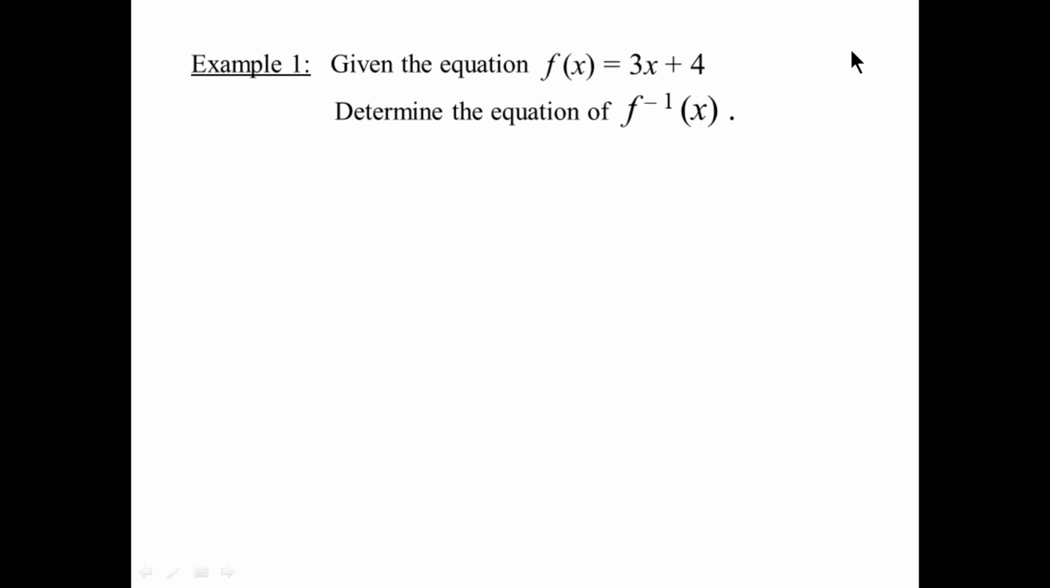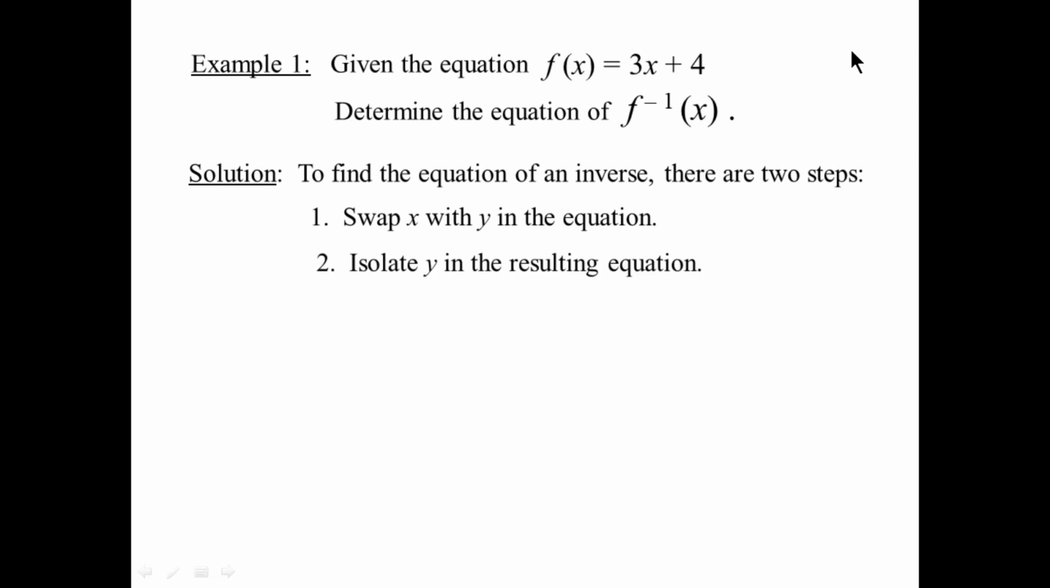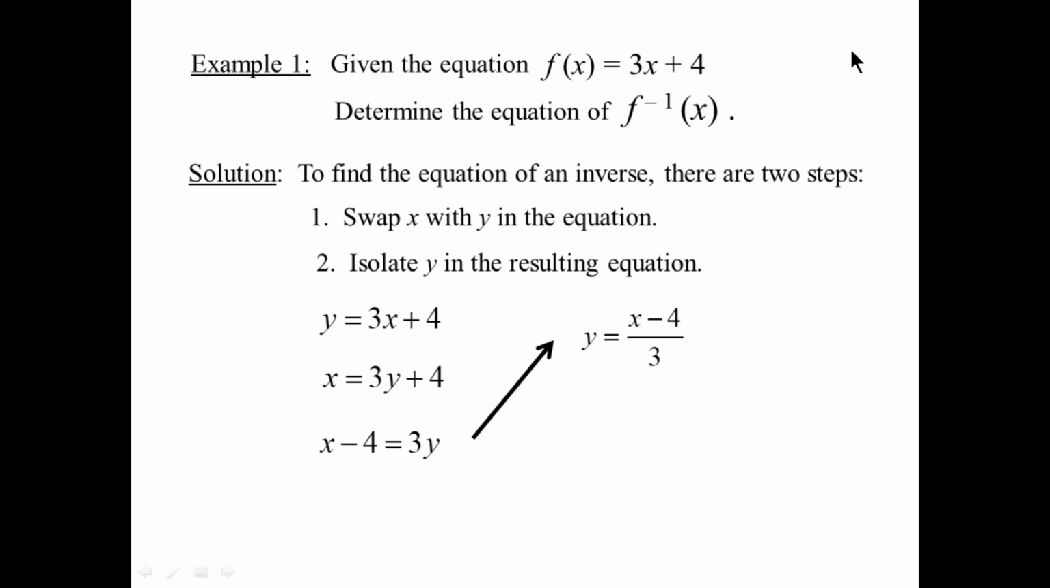Examples. Given an equation, determine the equation of the inverse. Solution. To find the equation of an inverse, there are 2 steps. Swap x with y, and then isolate y. In our example, y equals 3x plus 4. Swap x with y. In other words, every y becomes an x, and every x becomes a y. And now isolate the y by dragging the 4 over and dividing by 3. And we have the inverse f function of x.